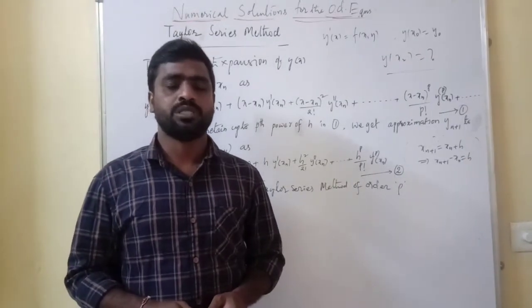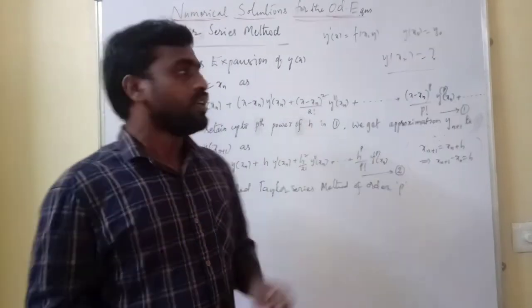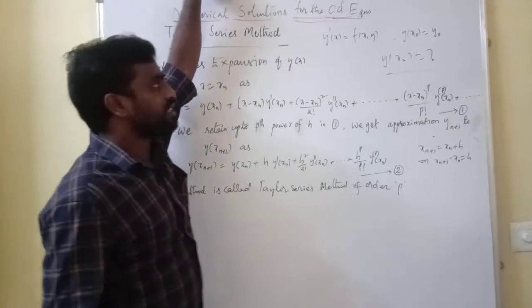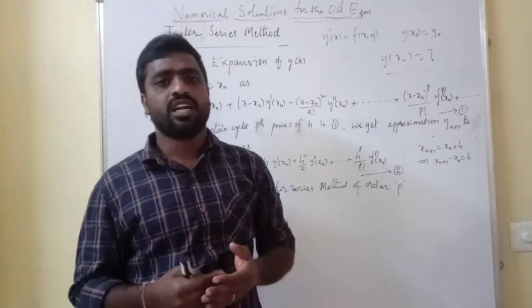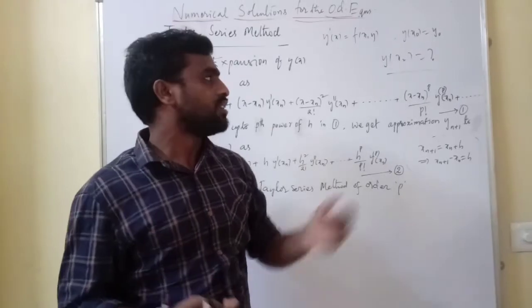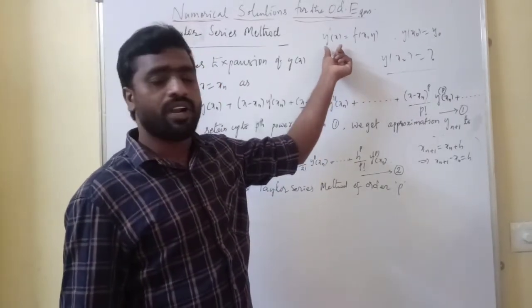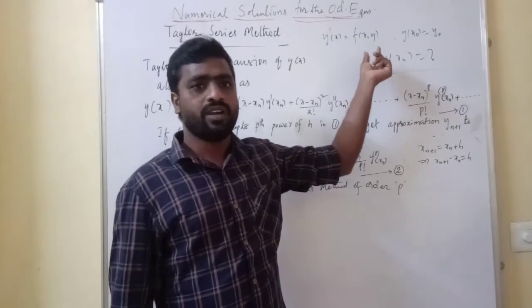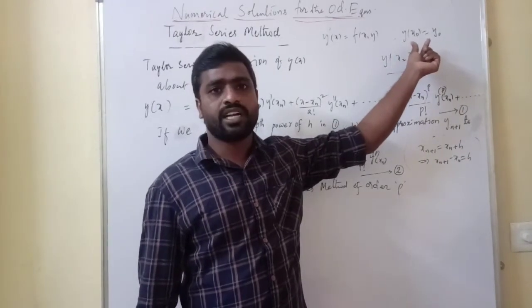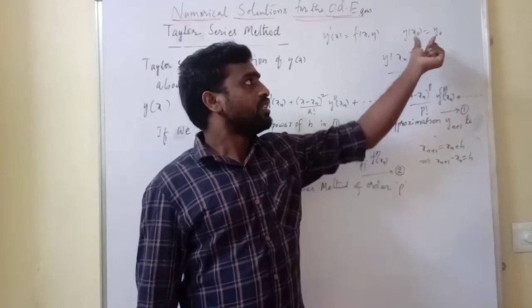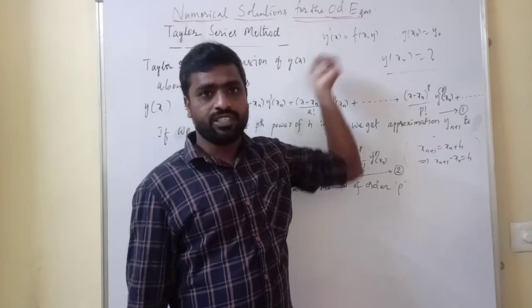Let us discuss the numerical solution for ordinary differential equations. The general first order differential equation is of the form y dash of x equal to f of x comma y, with the initial condition y of x naught equal to y naught.